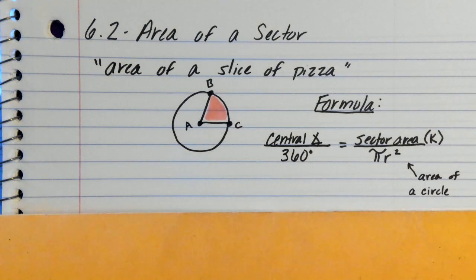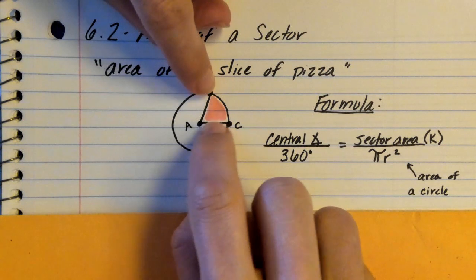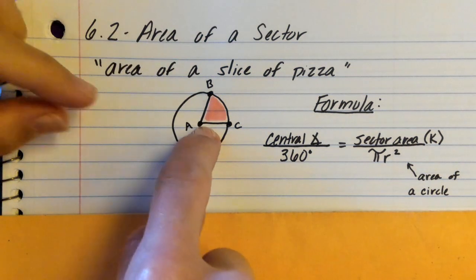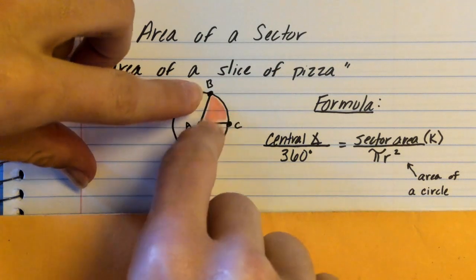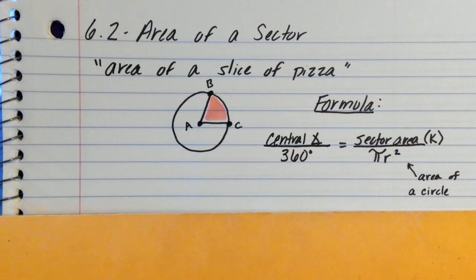Okay, so this is going to be 6.2, the area of a sector. We already described in our circle vocabulary what a sector is. It's going to be this area that's bound between a central angle and its intercepted arc, which is this arc. So the way you can think about it is the area of a slice of pizza.